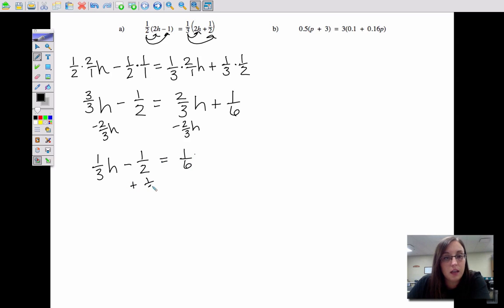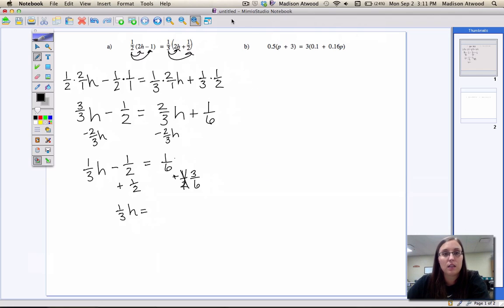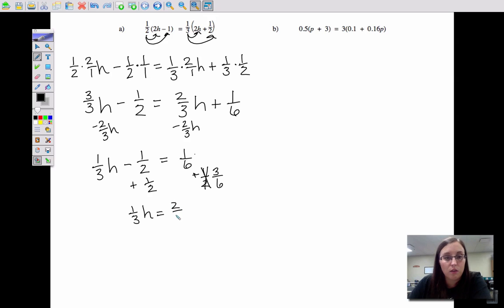And then what I'm going to do is add a half to each side. And remember that when we're adding fractions, same thing as before with subtracting fractions, I need a common denominator. So I'm going to use sixths. So I'm going to change 1/2. I'm just going to cross it off, and I'm going to change it to 3/6 because that's equivalent to 1/2, but it has the same denominator. So I get 4/6, which I can also reduce. 4/6 is equal to 2/3.